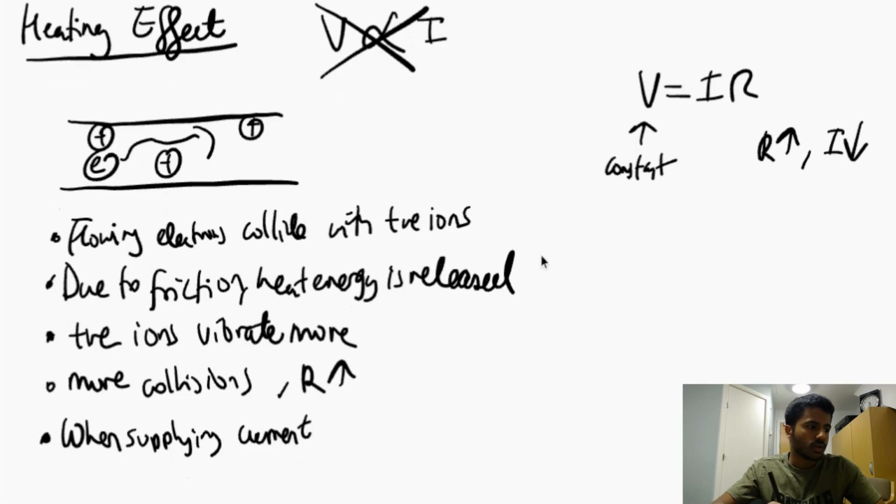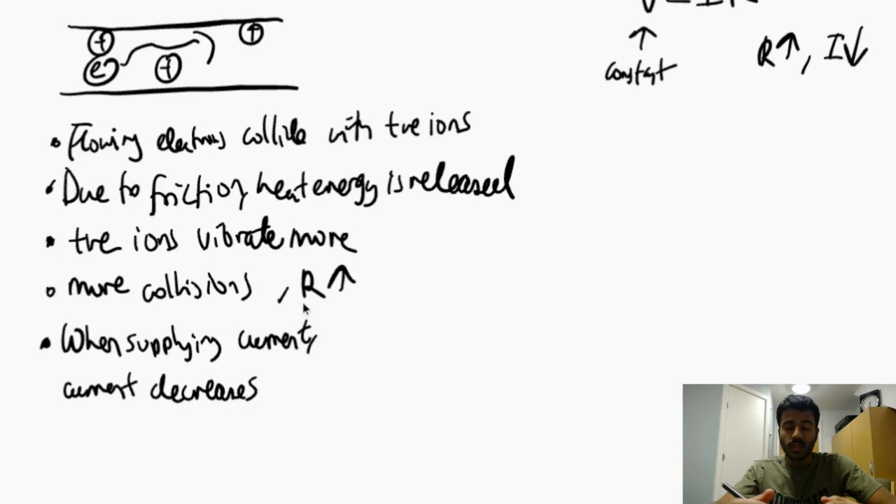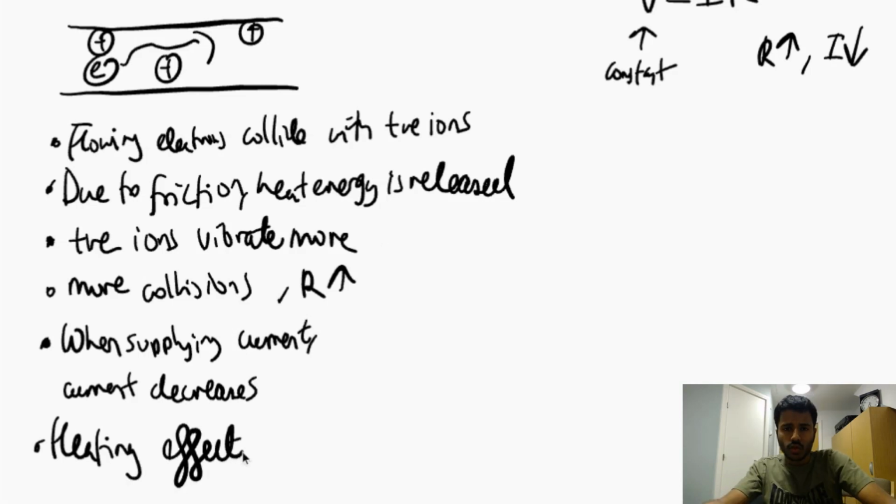So therefore, current decreases. This is known as the heating effect. And this is what you'll see in components such as the light bulb.